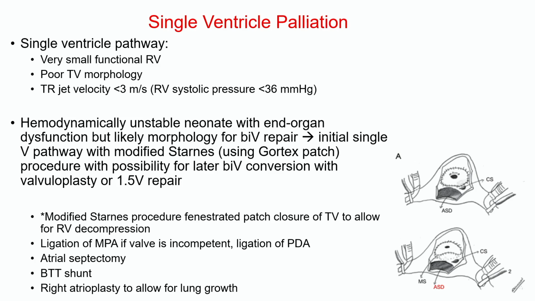There's a modification where the patch is slightly different, and that's called the Sano modification. It's described down here. The modified Starnes is a fenestrated patch of the tricuspid valve, that means there's a little hole in it, to allow RV decompression. They ligate the main pulmonary artery, especially if the valve is incompetent with pulmonary insufficiency, and they do an atrial septectomy and put in a shunt, because if you're ligating the PA, you still have to have pulmonary blood flow. Sometimes they do an atrioplasty if the right atrium is really, really large, so the lungs can grow.